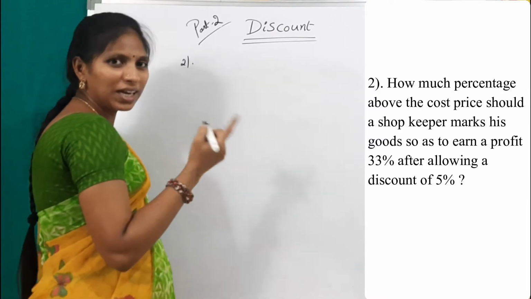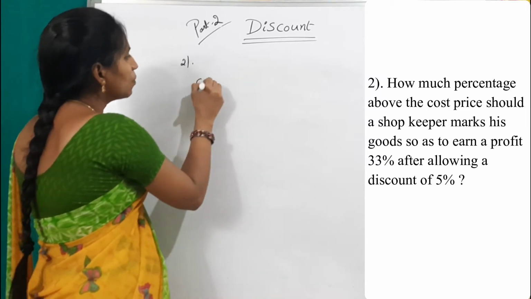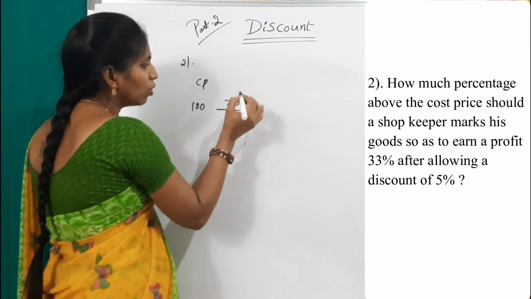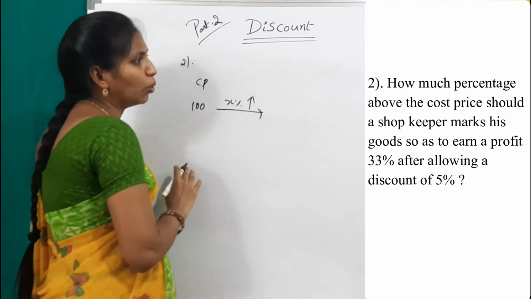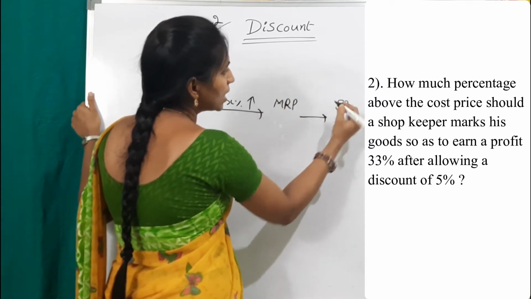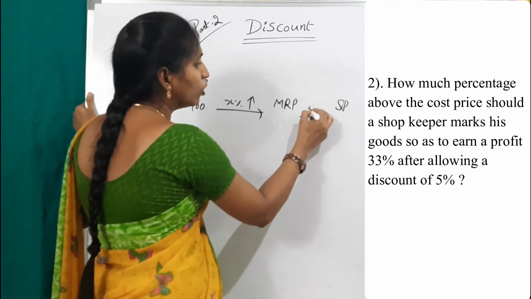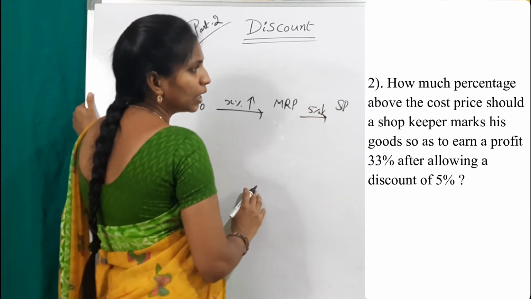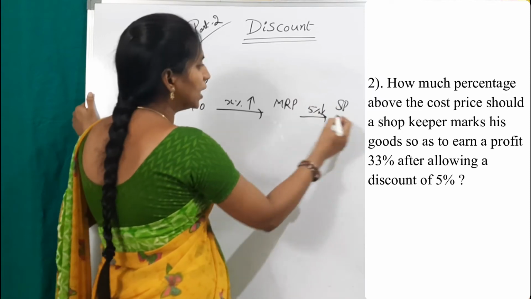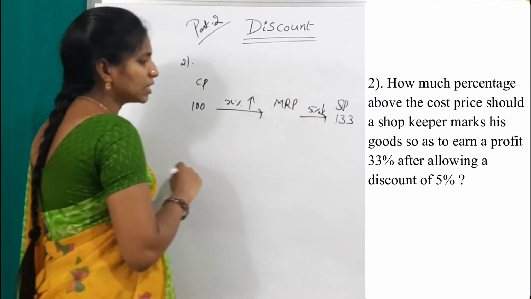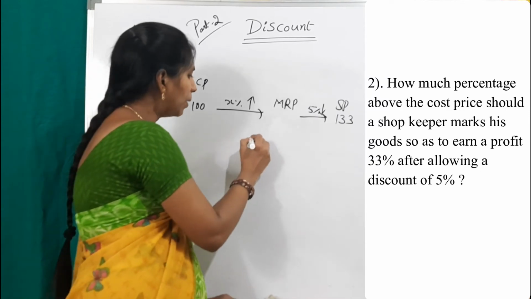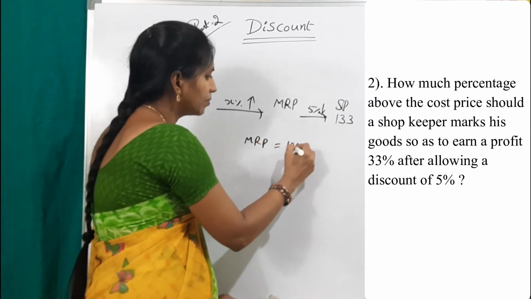See, same question in another method. Cost price is 100. And here the percentage of increment we don't know. Okay, this is MRP and finally this is SP after giving 5% discount. Here selling price is what? 33% profit means 100 plus 33, that is 133.